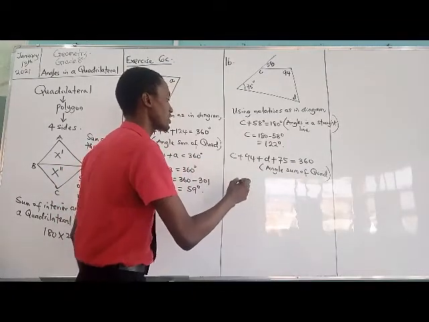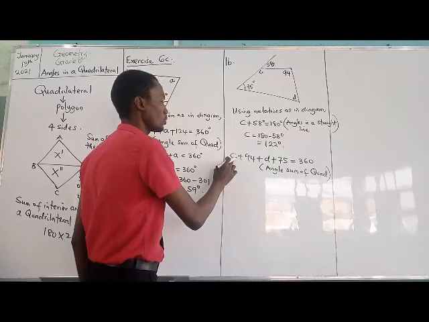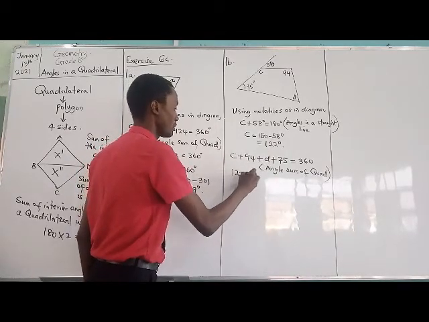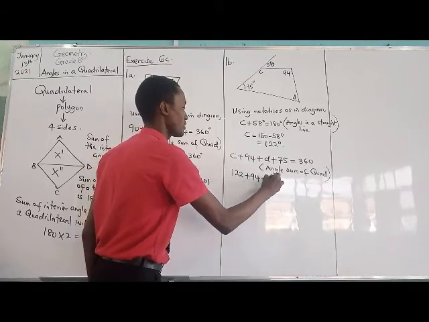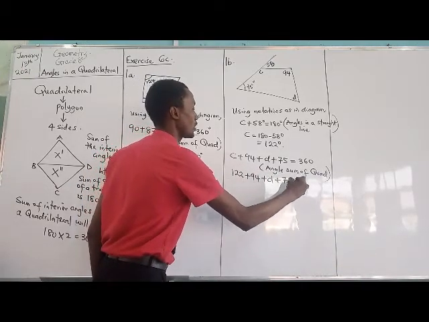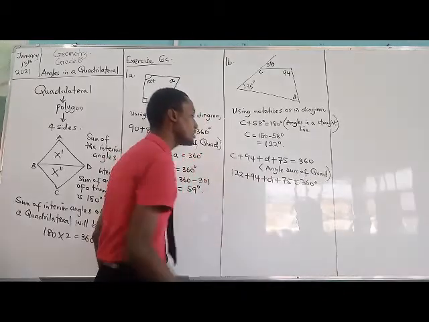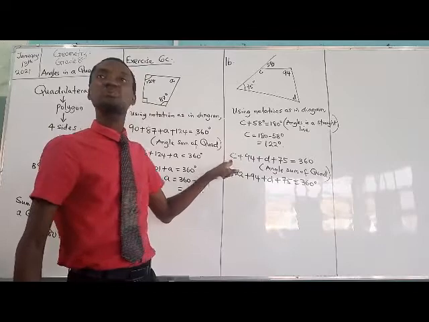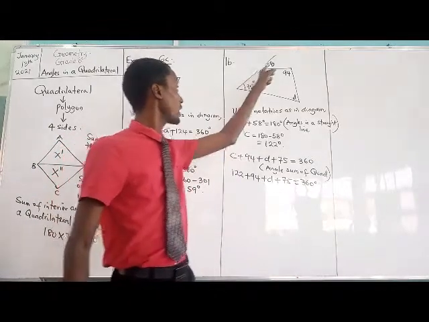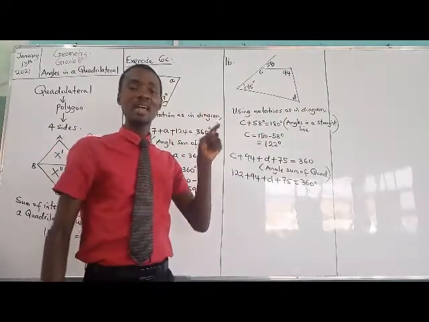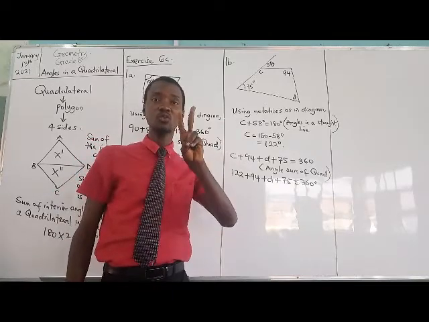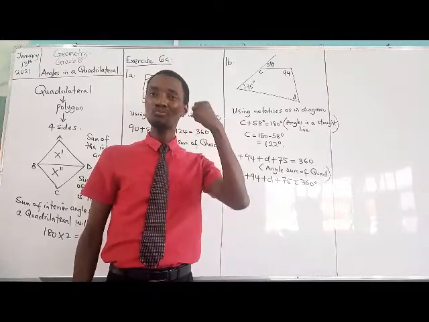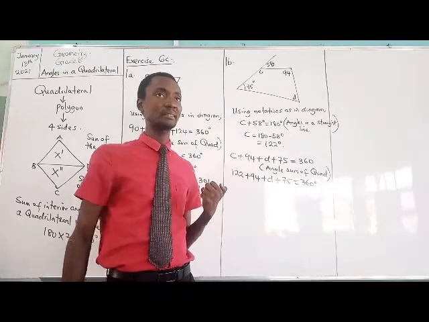So at this point, the next thing you do is to substitute. What was C? 122. So 122 plus 94 plus D plus 75 equal to 360 degrees. Please always make your substitution. Don't start by writing 122 here. No, that's not what we are given. We are given letters. So start by writing the letters and make a relevant substitution for two reasons. One, it tells the examiner you know what you're doing. Two, it helps you to make concrete the knowledge you have gathered.